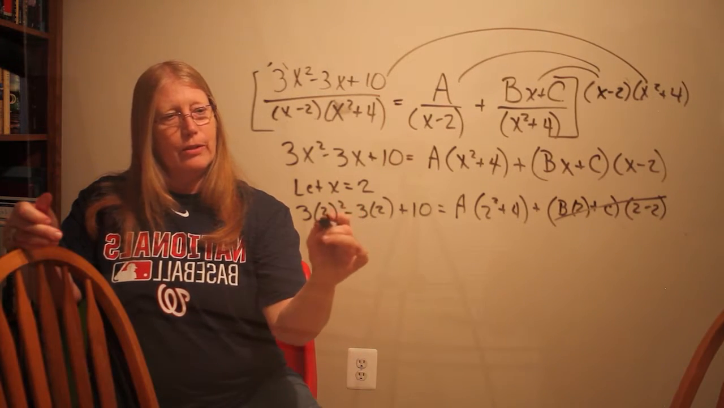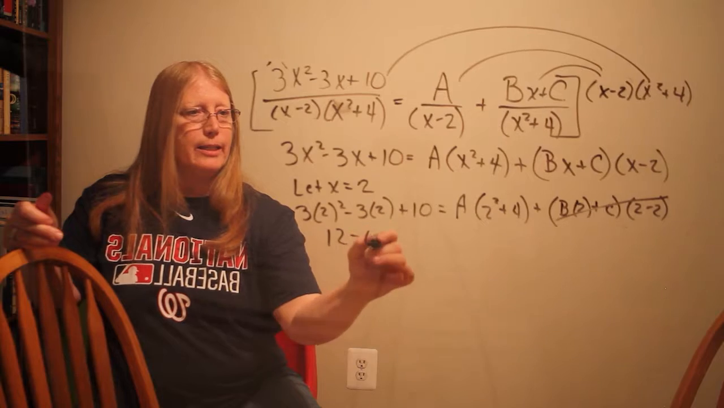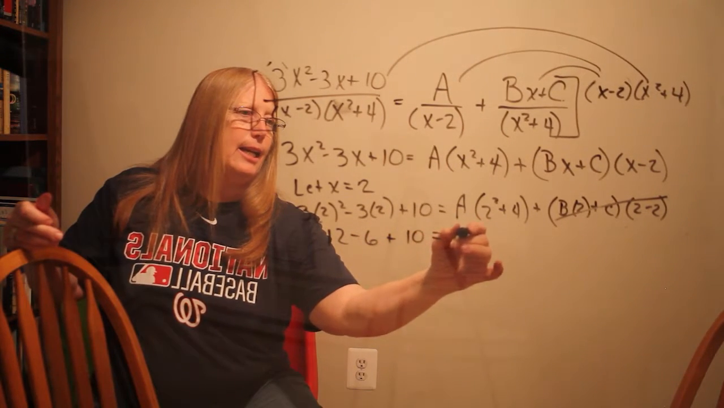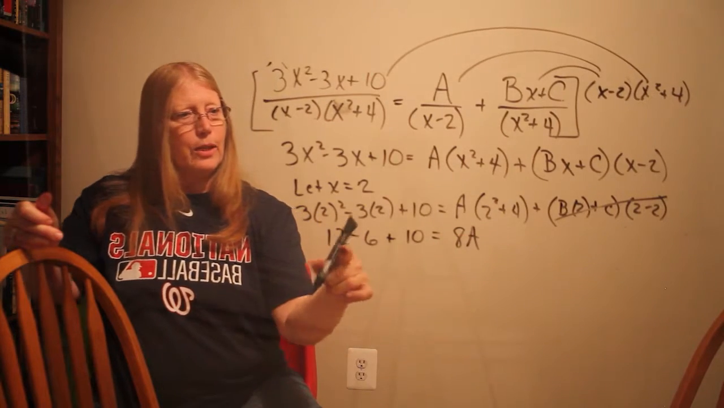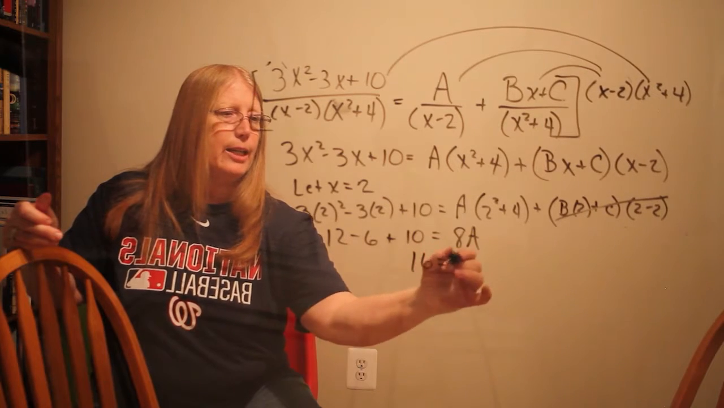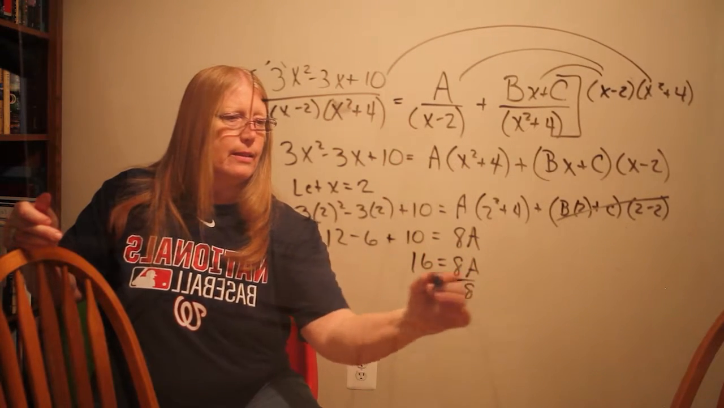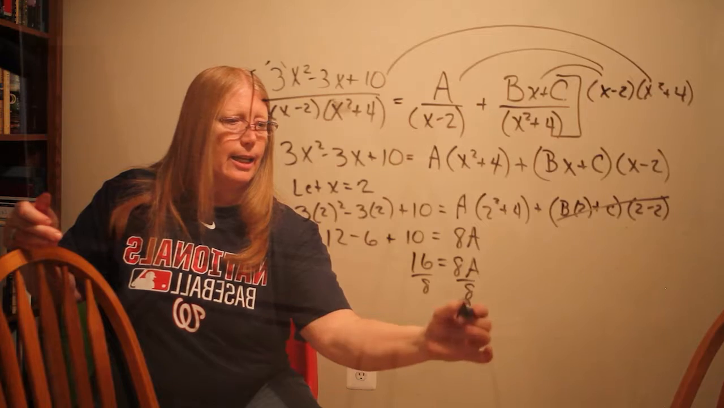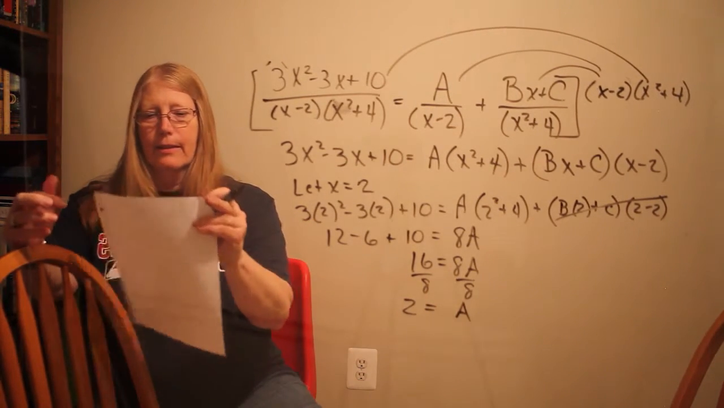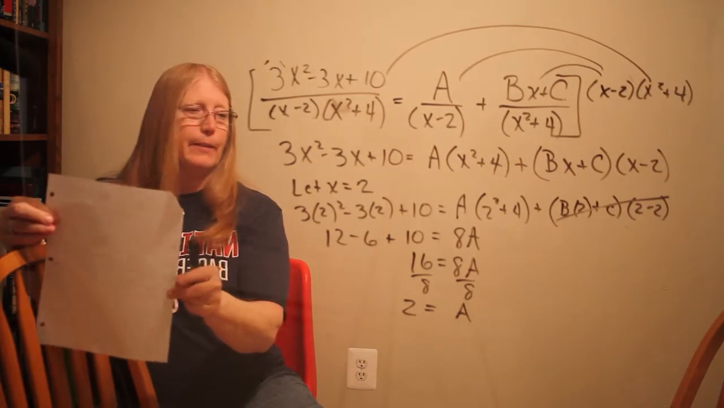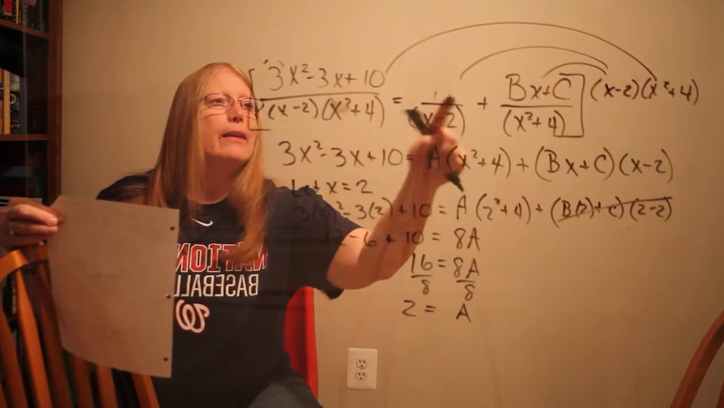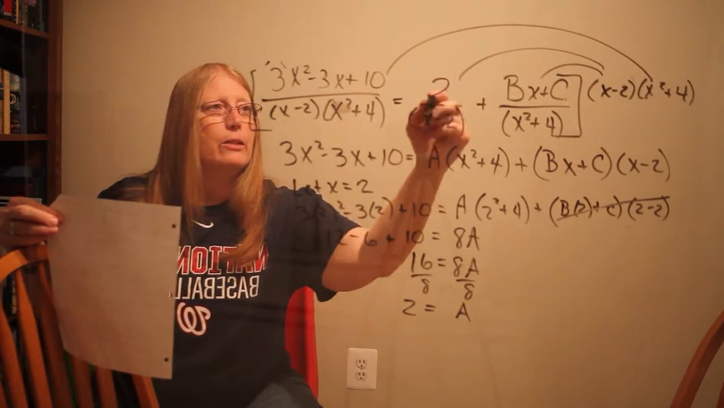All right, 2 times 2, 4. We get 12 minus 6 plus 10 equals 8a. And over here, 12 minus 6 is 6, plus 10 is 16, equals 8a. Divide by 8, we get a equals 2. So that came out nice and sweet. As you remember, some of them don't, but these do anyway. So I'm going to go up here where I had my a and replace it now with 2.